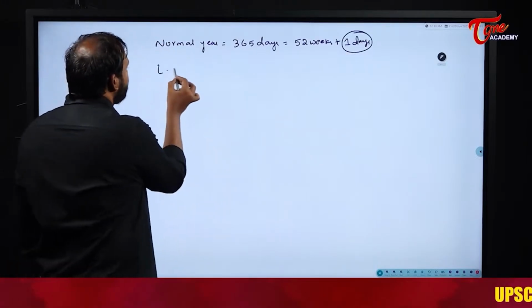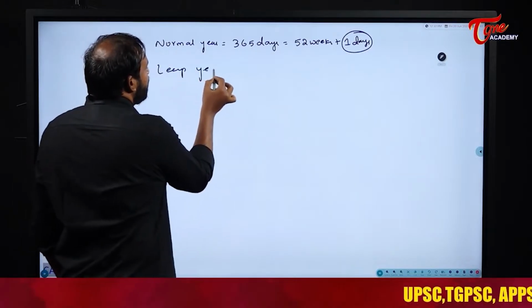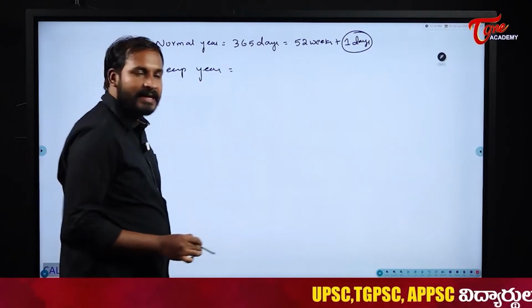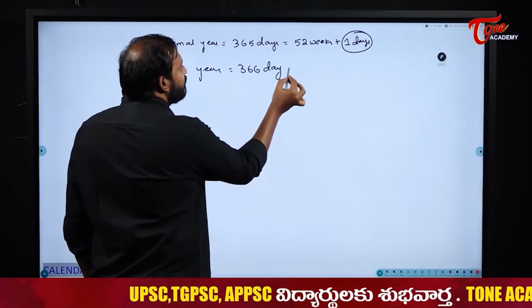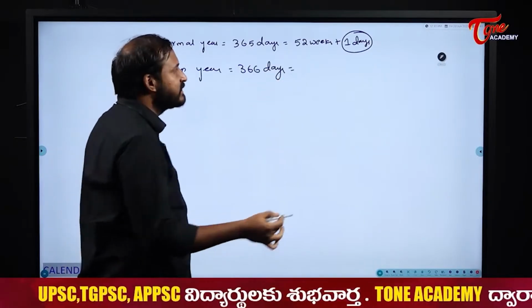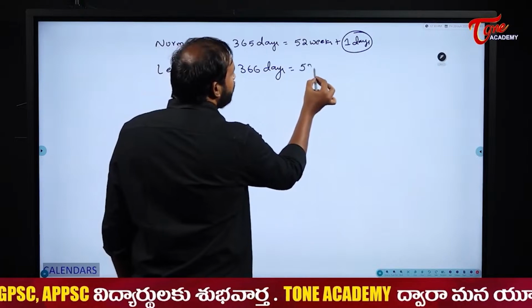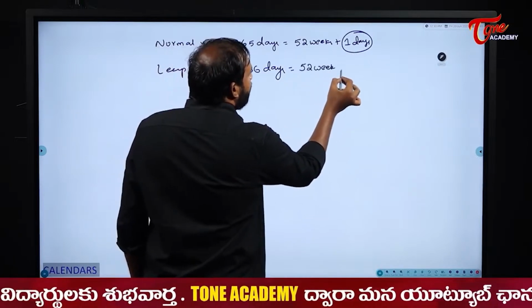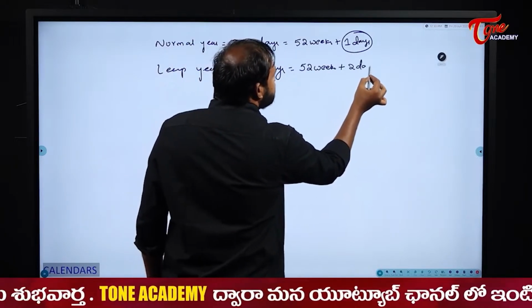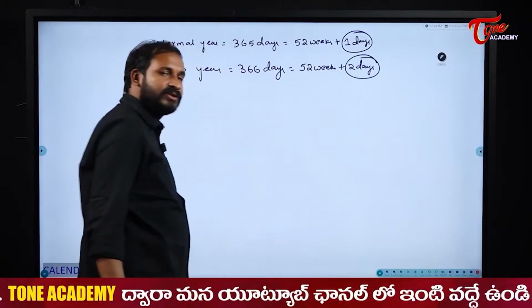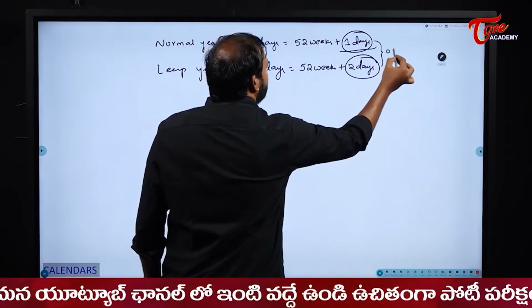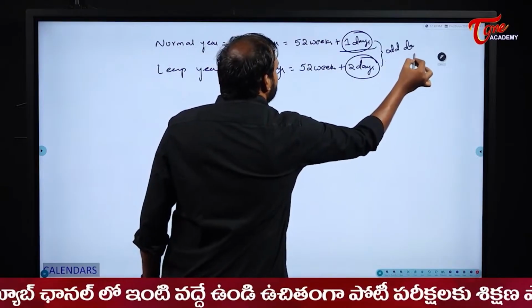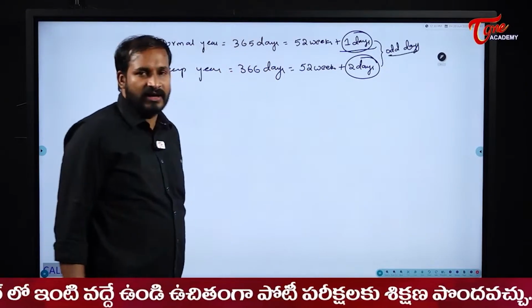When it comes to a leap year, how many days does it contain, students? A leap year contains 366 days. That means when you divide it by 7, how many weeks and days will we get? We will get the same 52 weeks, but 2 days. That means a leap year contains 2 odd days, and a normal year contains 1 odd day.